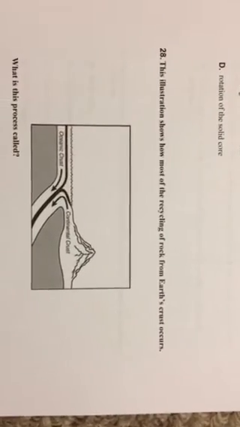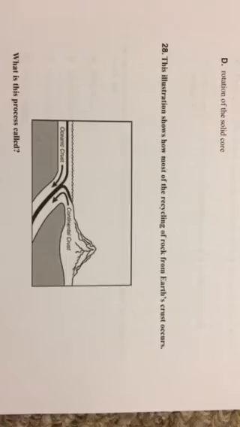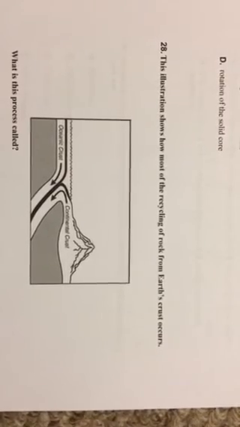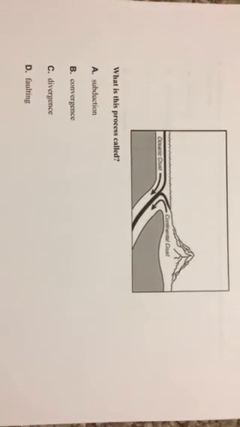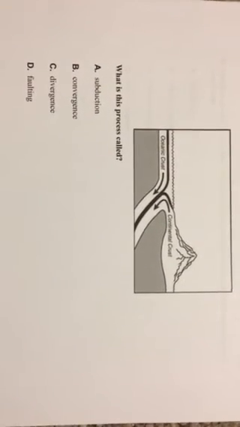28. The illustration shows how most of the recycling of rock from Earth's crust occurs. What is this process called? A. Subduction. B. Convergence. C. Divergent. D. Faulting.